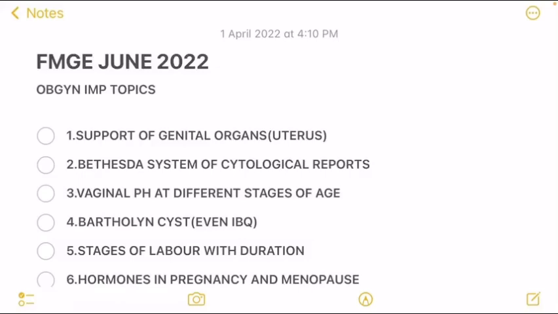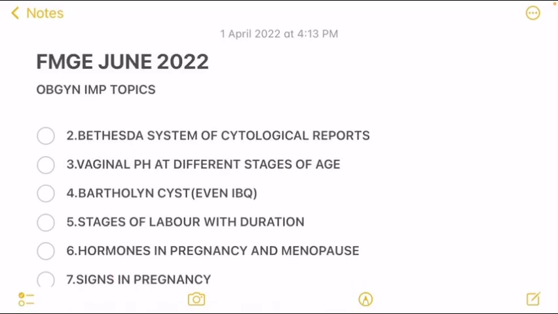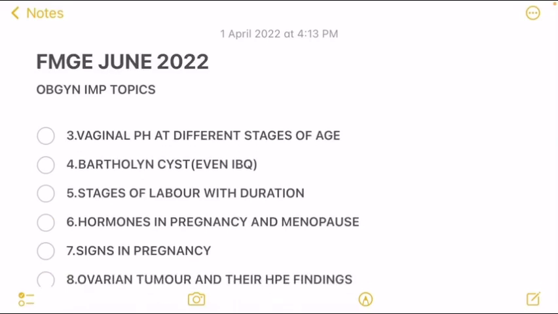Next, second is Bethesda system. So first we are done. Second is your Bethesda system of cytological reports. You have to remember this. This one is done. Then another one is vaginal pH at different stages of age. So basically, reproductive age, menopausal age, there are different variations in pH. You need to know this. Many times, one-liners have been asked regarding this topic.